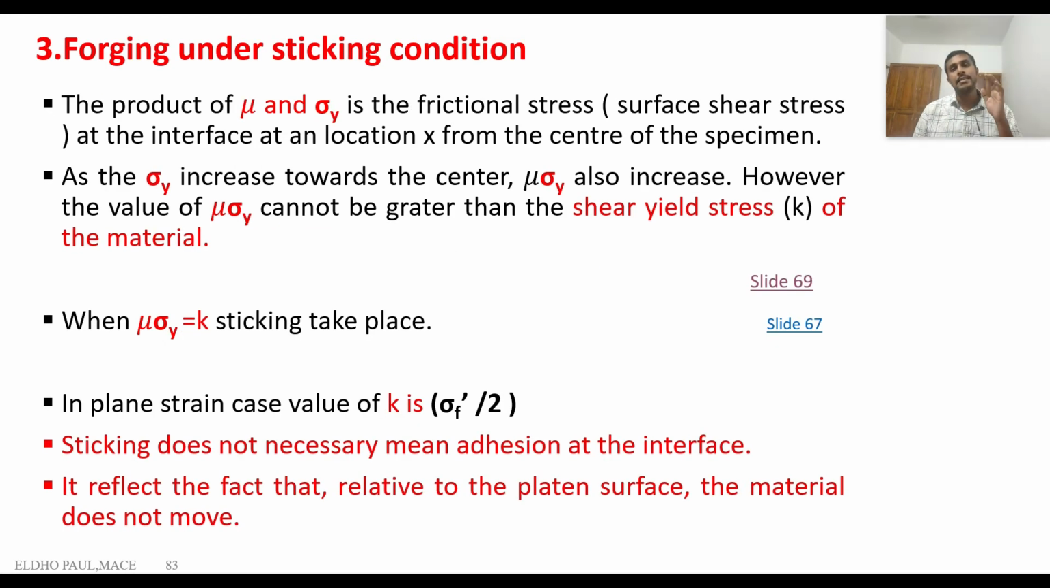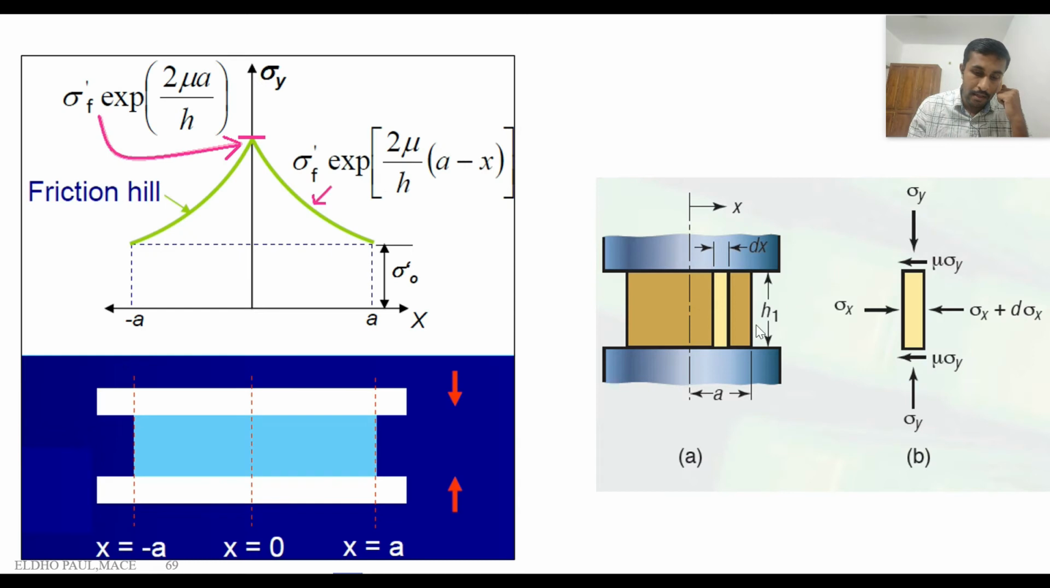The last analysis is the forging under sticking condition. Here we can see in this, the friction force is equal to mu into sigma y. Mu into sigma y acting in this direction. Here also mu into sigma y is acting in this direction. Okay. When a sigma y vertical force is acting on the workpiece.